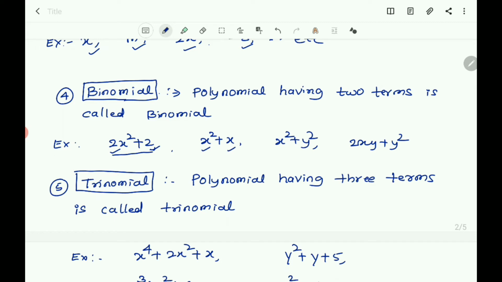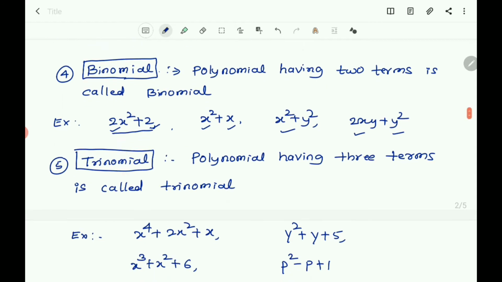x² + y² has two terms, x² and y², so it is also a binomial. And in the polynomial 2xy + y², two terms are there. 2xy is one term and y² is one term. So it is also a binomial.